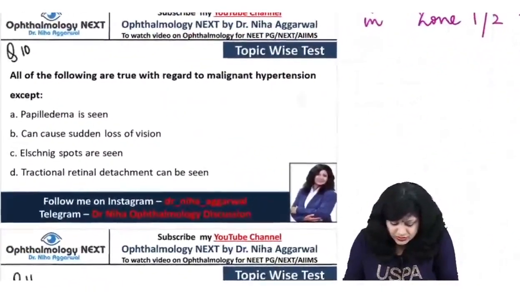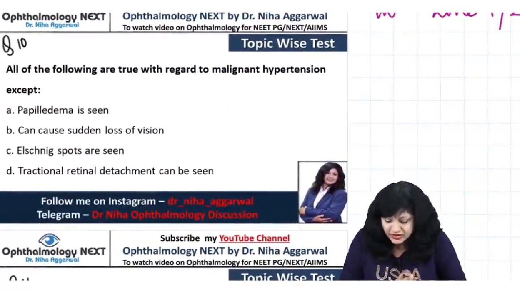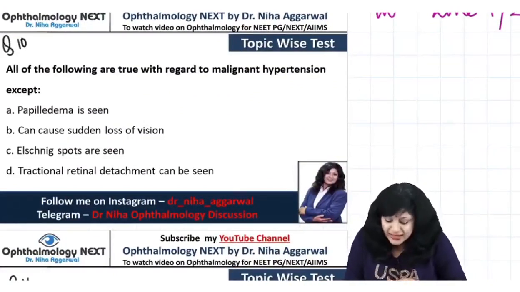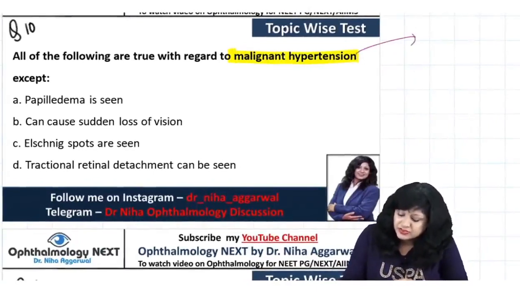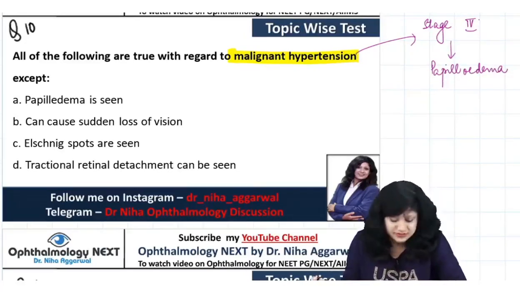Now coming to question number 10. All of the following are true with regard to malignant hypertension except. What is malignant hypertension? Malignant hypertension means you have stage 4 hypertension where we have papilledema. Papilledema is always a marker of stage 4 hypertension, or malignant hypertension.